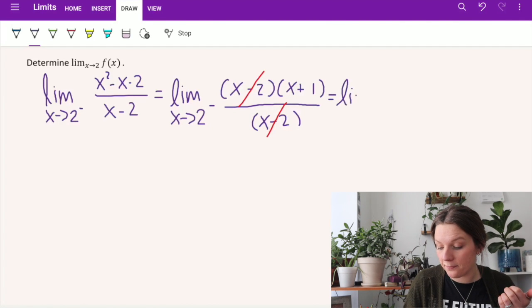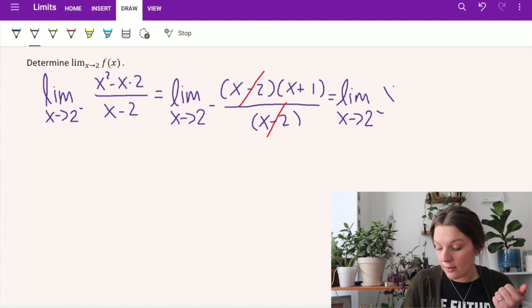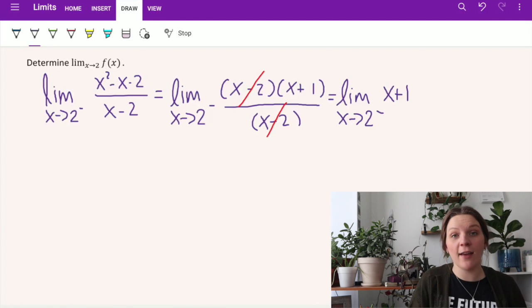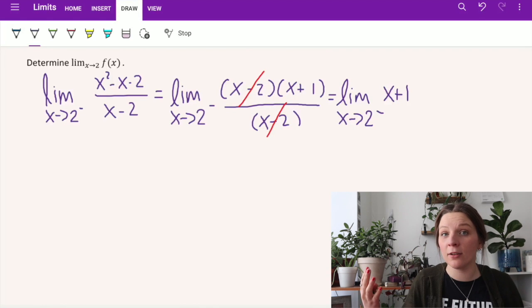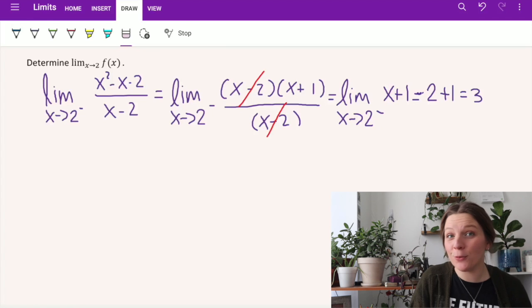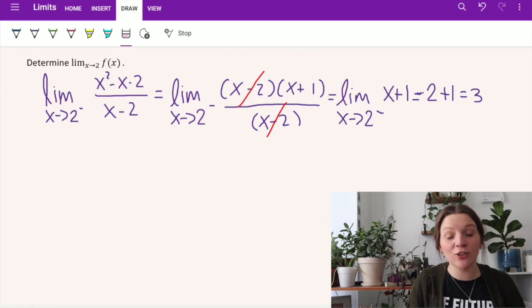I get the limit as x goes to 2 from the left of x plus 1. Well, now x plus 1, there's no hole in the domain. The domain of x plus 1 is all the real numbers. And so I've gone back to almost the example I had in the first example. I have a polynomial. I can plug 2 into that polynomial, and so I will. And I get that that is equal to 2 plus 1, which is 3. So the limit of this function as x goes to 2 from the left is equal to 3.